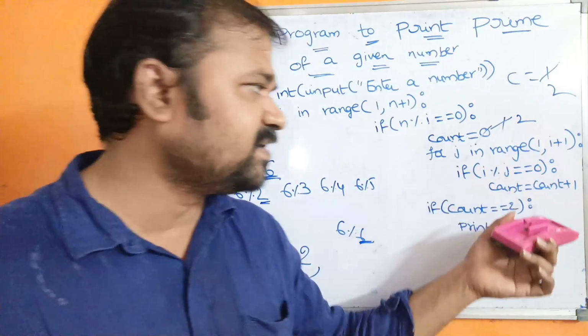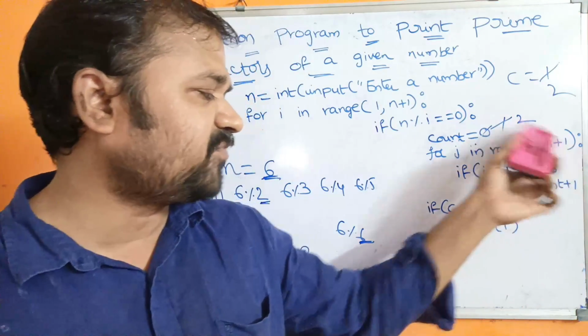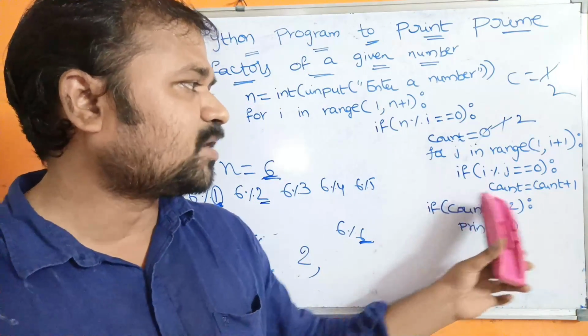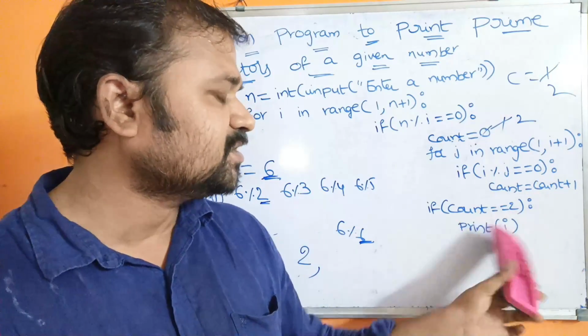Okay. Next count will be incremented. So next condition will become false. Control comes out from the for loop. Count double equal to 2. 2 double equal to 2. So 2 will get printed.